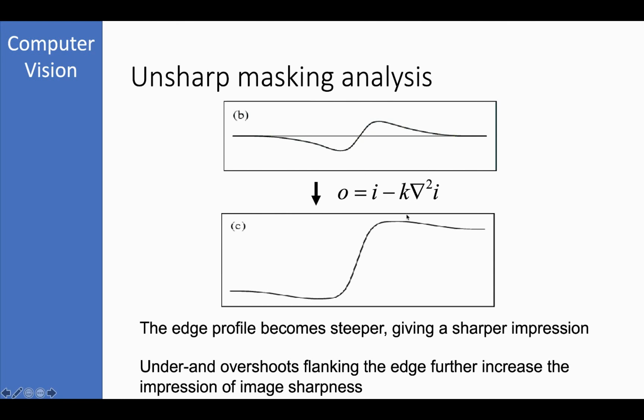So the unsharp masking idea really takes the input image, subtracts the second order derivative, the Laplacian, and gets the sharp one. We see that the edge profile becomes steeper, giving a sharper impression. And notice that this is not a perfect method. We have some undershoot and overshoot flanking the edge, which further increases the impression of image sharpness, but this is a perception issue.